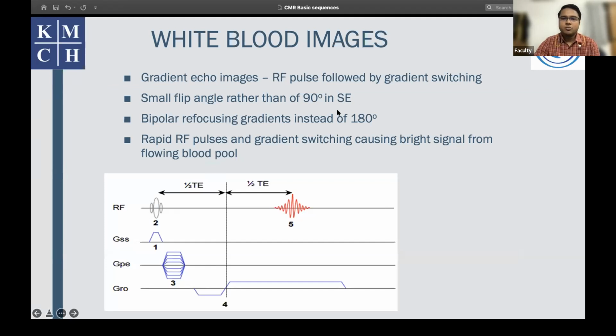And second, instead of a 180-degree pulse as in a spin echo sequence, we use bipolar refocusing gradients to get the protons in phase together for producing the image. Because of the small flip angle and the refocusing gradients, which are also much faster, we are able to give a lot of rapid RF pulses and gradient switching without waiting for the magnetization to come back to the main magnetic field, as in spin echo sequences, where you give the 90-degree and 180-degree pulse and wait for the magnetization to return to its resting state.